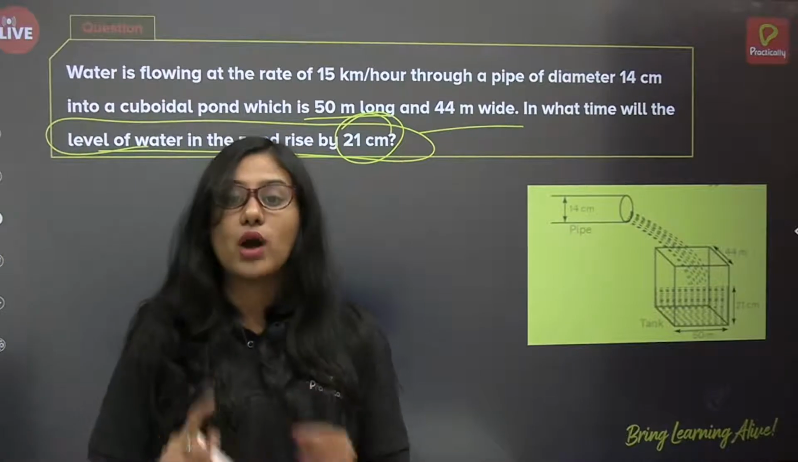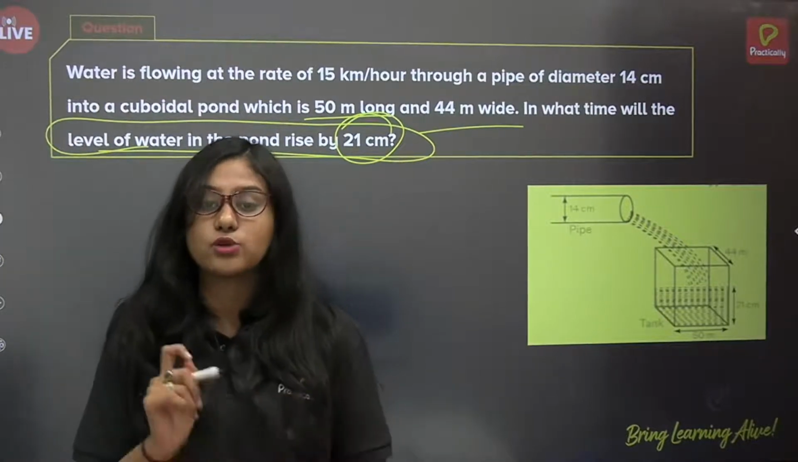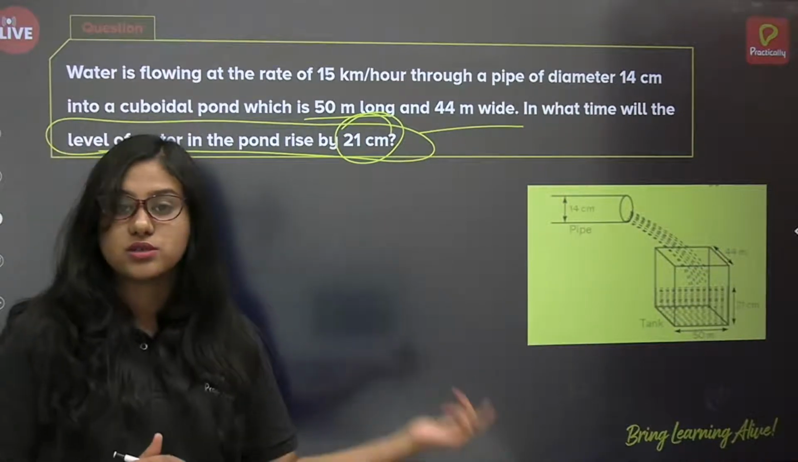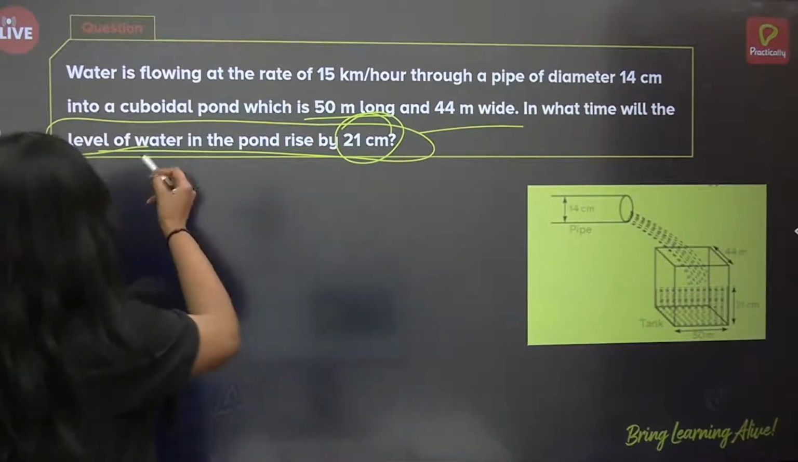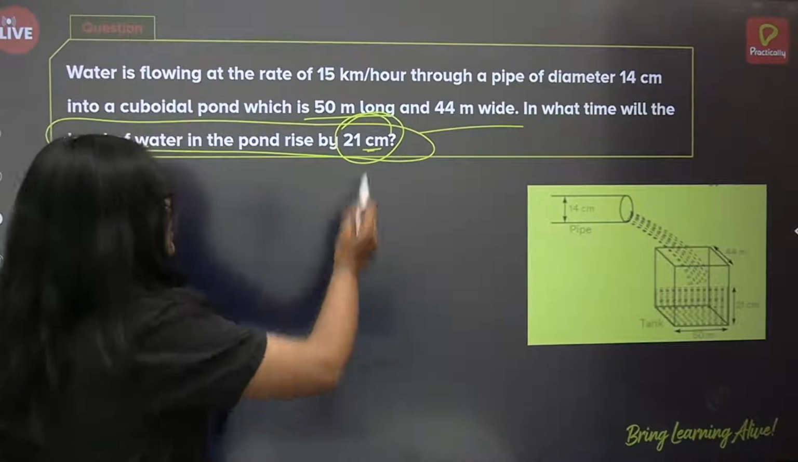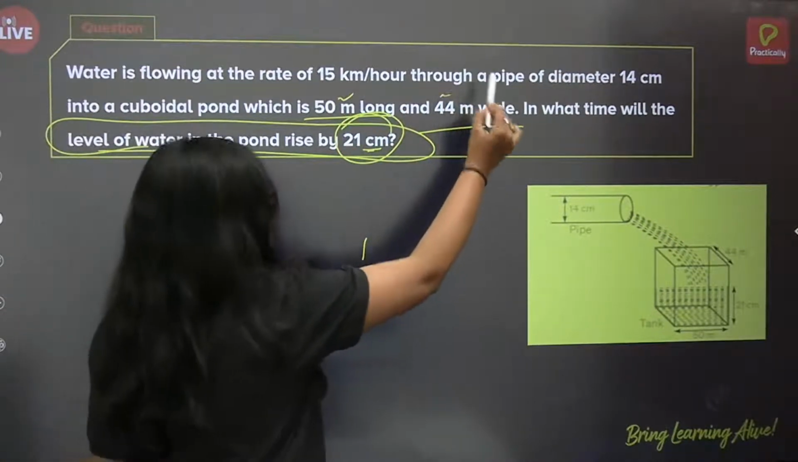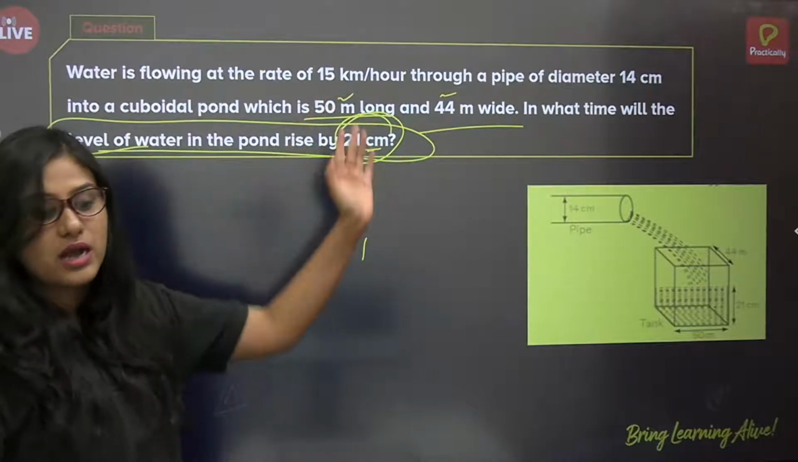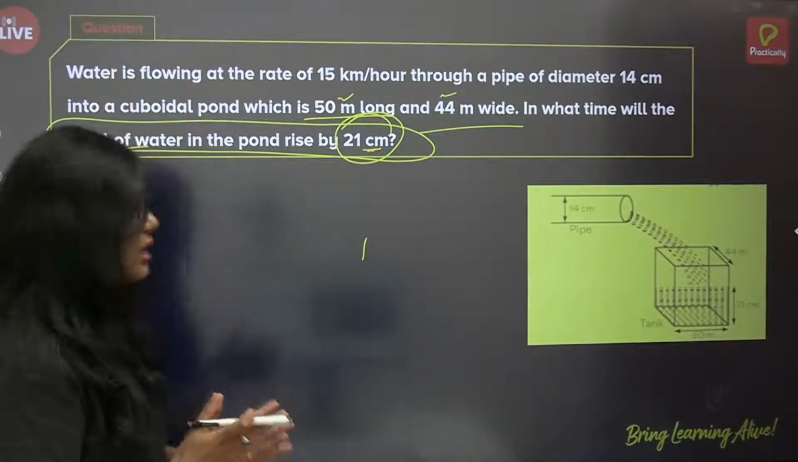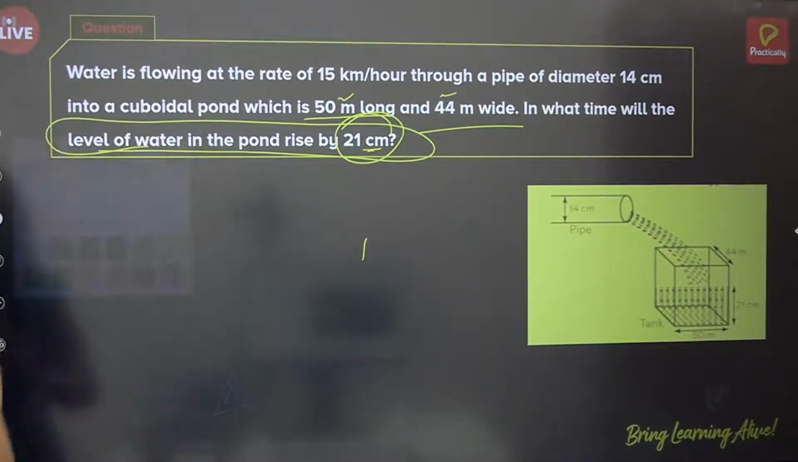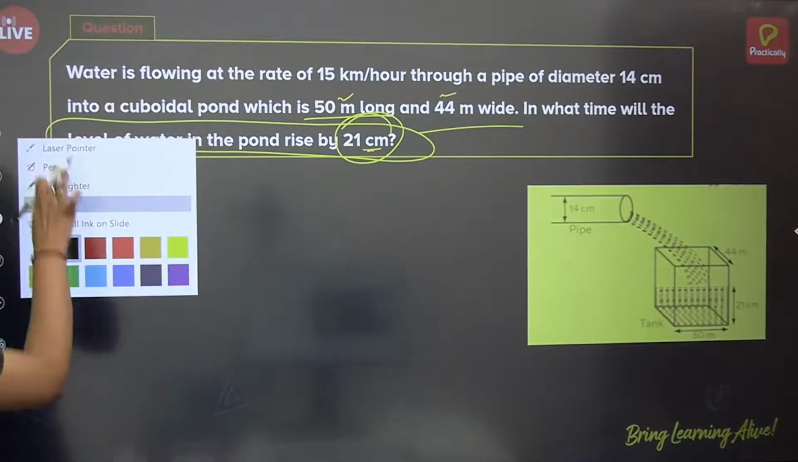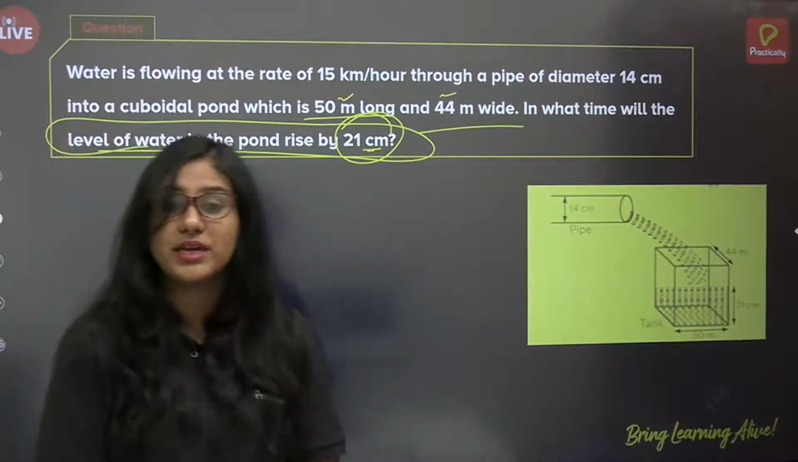And there is one point we have to remember while doing this question: the units are different for different parameters. So here the height is given in centimeters, then length and width are given in meters. Next, water is flowing in kilometer per hour. There are various units, correct? So what is the first step we have to do? We have to convert into one unit. So let us convert everything into meters.